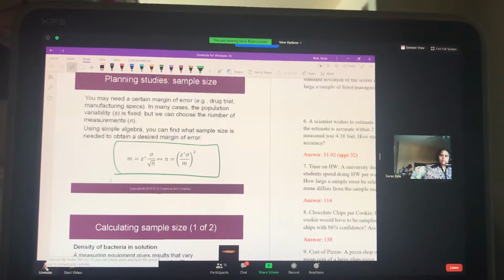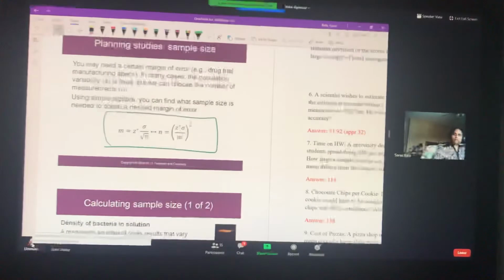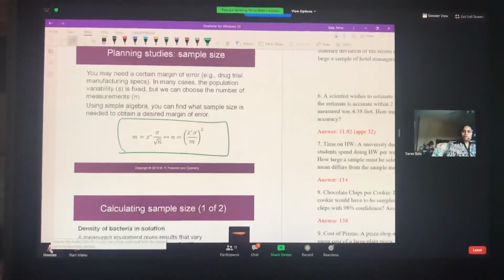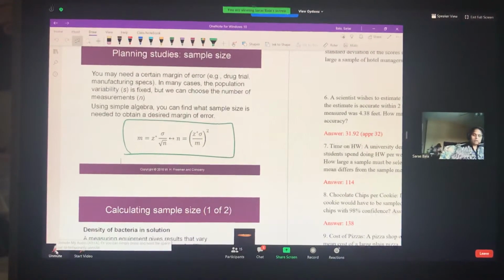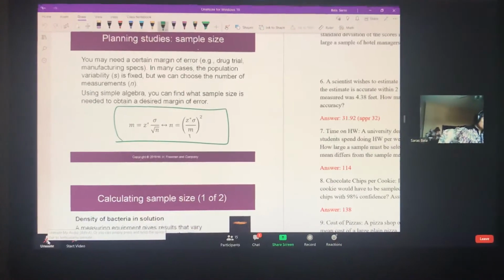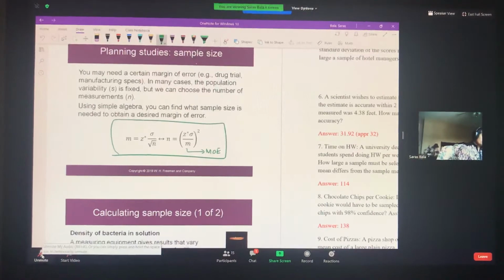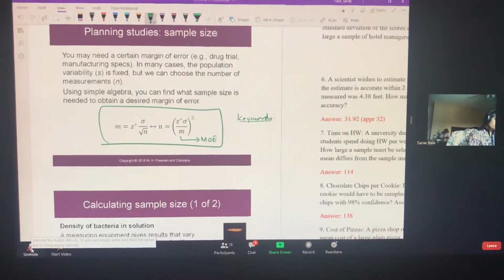Margin of error, M, is equal to c star sigma over square root of n, is going to give you the formula for the sample size, which is c star sigma over margin of error. M is the margin of error. And what are the keywords for margin of error? The keywords for margin of error are plus or minus.